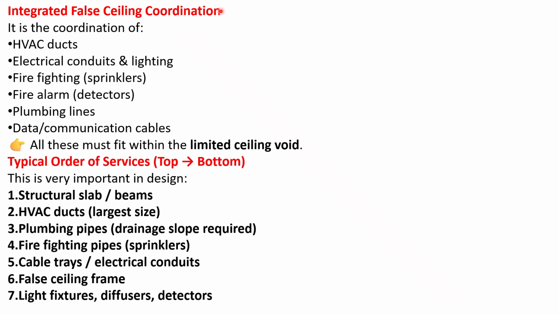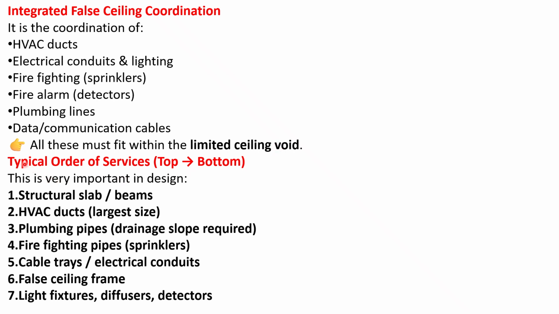We need proper coordination between light fitting, air conditioning duct and fans. Integrated false ceiling coordination means it is the coordination of HVAC duct, electrical conduit and lighting, firefighting sprinklers and fire alarm system detectors, plumbing lines may be there, data and communication cables may be there. All these must fit within the limited ceiling void.